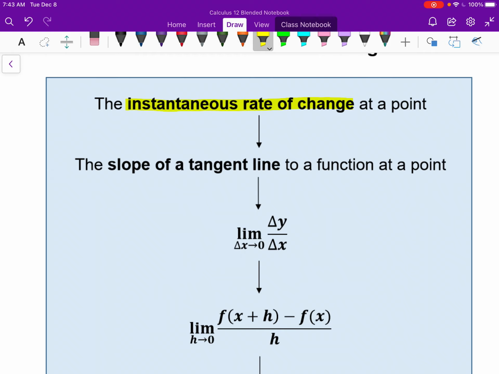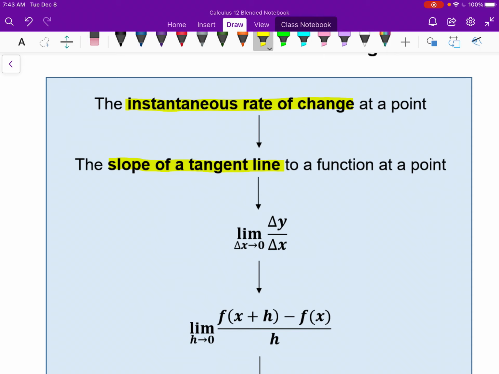That if you're driving again, that speed will surely change, and over a period of time, you have an average speed. But at any instant you look at your speedometer, that's the instantaneous rate of change of your distance, I should say, at that point. Well, the instantaneous rate of change for any function is equivalent to the slope of the tangent line at that point.